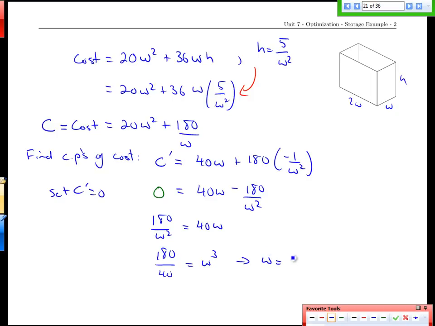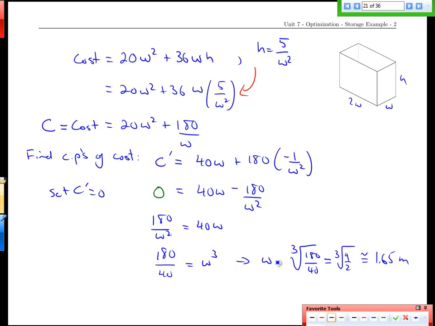W will equal the cube root of 180 over 40, or 18 over 4 if you like, or 9 over 2. And that's approximately 1.65 meters.